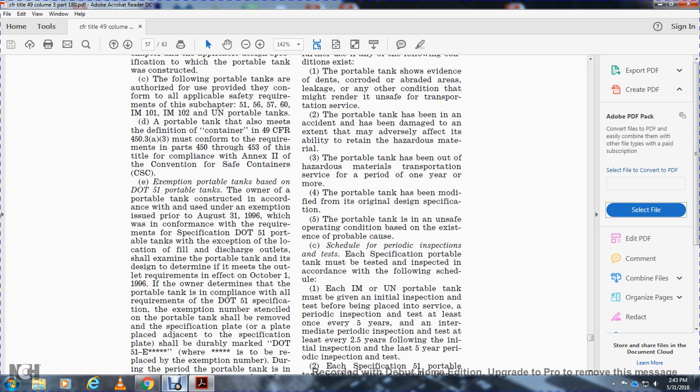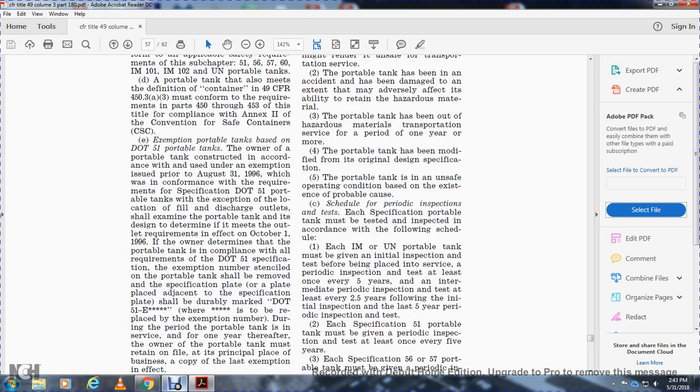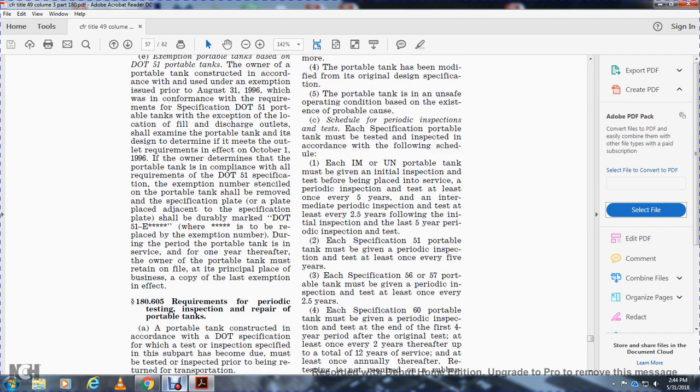The exemption number for the portable tank should be removed from the specification plate, or a plate adjacent to the specification plate should be durably marked F1E ****. The asterisks must be replaced with the exemption number during the period of the portable tank. The owner must retain the file, principal plate, and business copy of the last exemption in effect for 1 year thereafter.